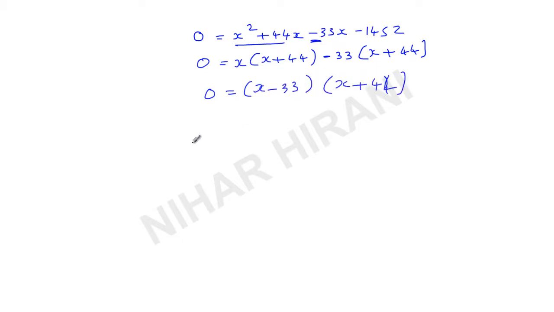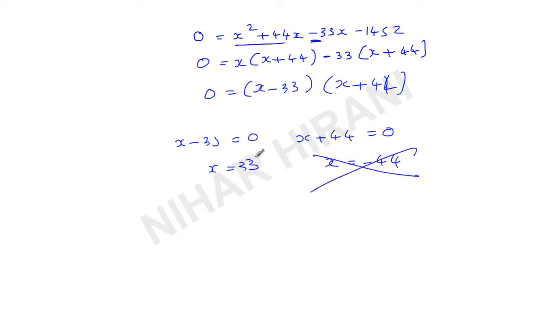Now we will take 0 for both. X minus 33 is equals to 0. X plus 44 is equal to 0. So x is equals to 33, x is equals to negative 44, but speed cannot be negative. So we will ignore this. Our answer is 33. It means normal train, for which we supposed x, has speed of 33 km per hour. So normal train is 33, and we know express train is 11 km per hour faster. So that will be 44. So we got both the answers. 33 km per hour and 44 km per hour. So that's it, done.